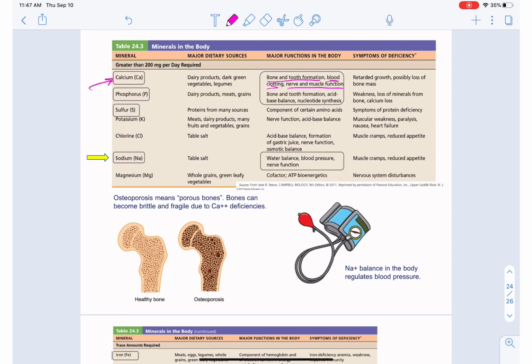If you remember from the nervous system, for neurons to release neurotransmitters across synaptic clefts, calcium has to flood into that presynaptic neuron. And also for skeletal muscle contraction to occur, calcium has to be released by the sarcoplasmic reticulum within the cell for that skeletal muscle contraction to occur.